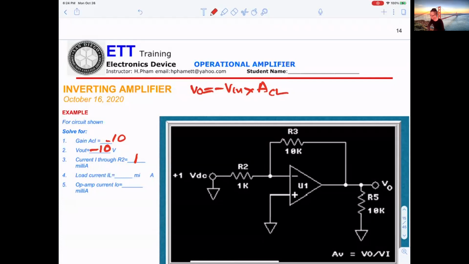Load current. You calculate the load current: you take V out divided by 10K. V out is 10, divided by 10K, you get 1 milliamp again. Total op amp current: 2 milliamps. Perfect. That is the answer.